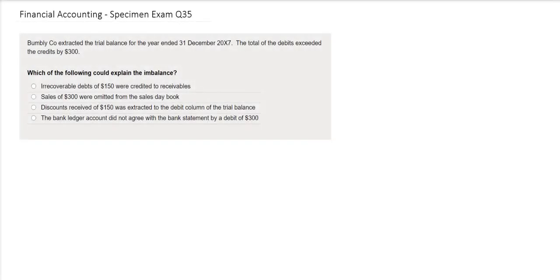In this question, you are being asked which of the following could explain the imbalance. The imbalance that they are talking about is that Bumbly has extracted the trial balance for the year ended 31st of December 20x7 and the total of the debits exceeded the credits by $300. Therefore, what we're saying is in our trial balance with our debit and our credit balance, we have got an extra $300 on the debit side in comparison to the credit side.